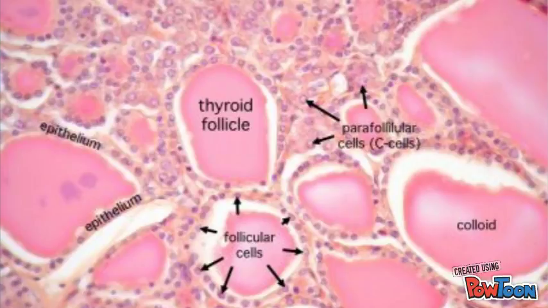The follicular cells are the cells that surround the colloid-filled follicle and allow for important elements to enter such as iodide, a key player in the thyroid gland. Finally, the parafollicular cells are the cells that are responsible for secreting calcitonin.